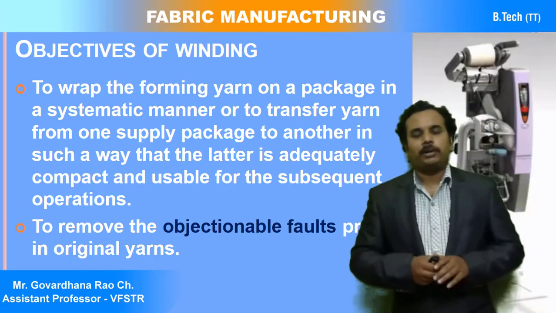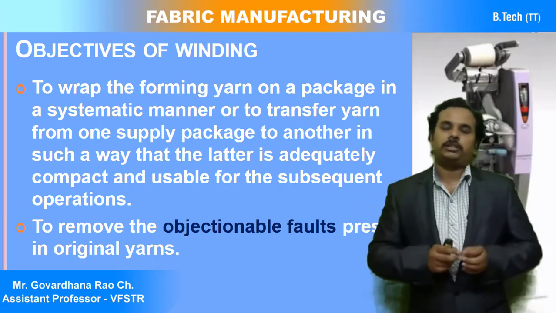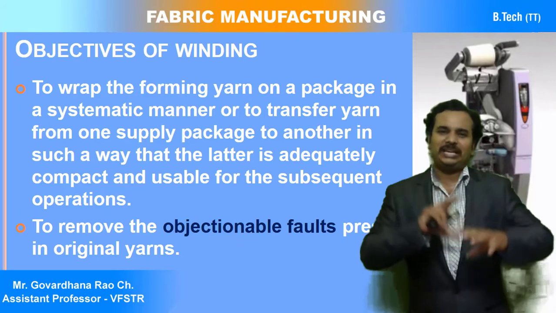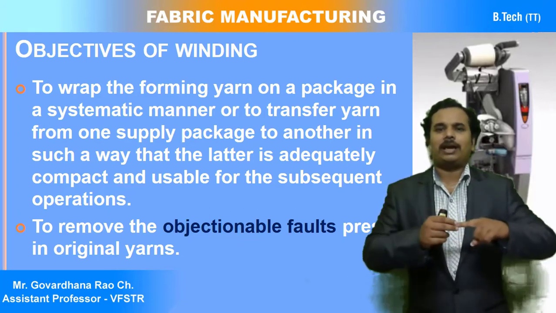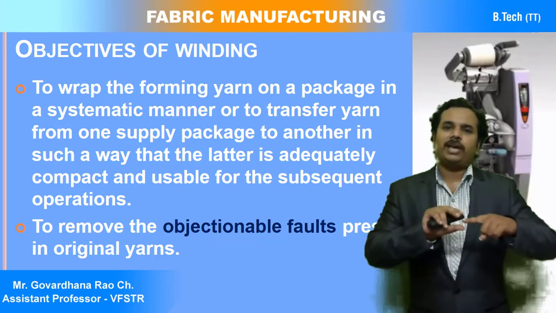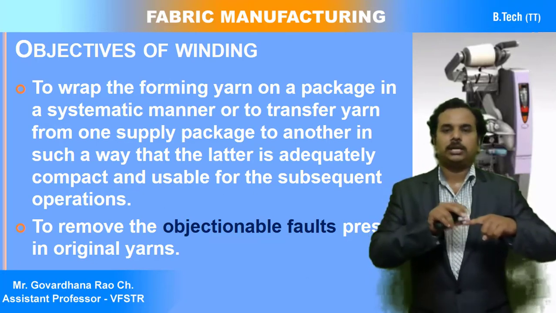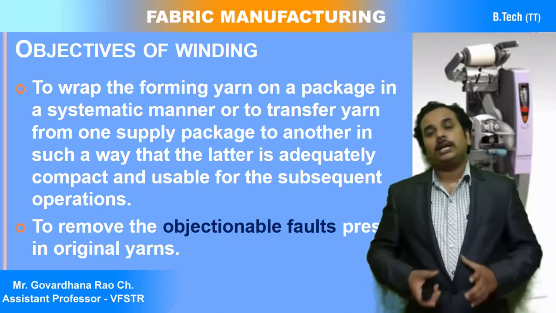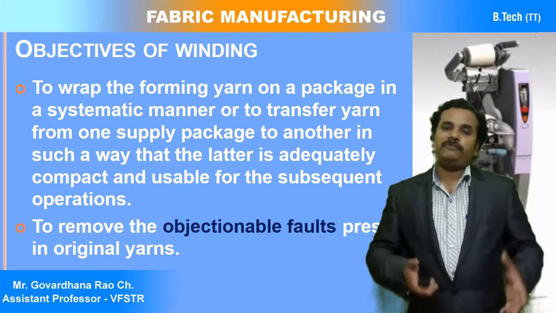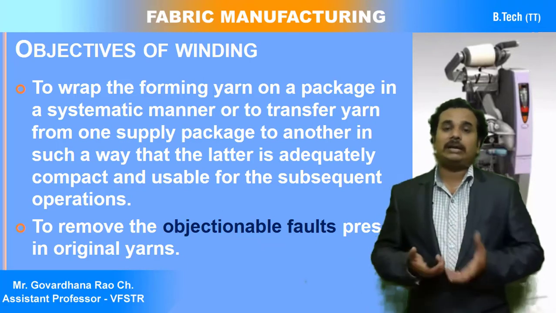For example, if the yarn is not uniform, it has some thick places. Suppose the yarn diameter is this much; if we have a diameter more than this, that is called a thick place. So if we have thick places and we make fabric using this yarn, then what will happen?